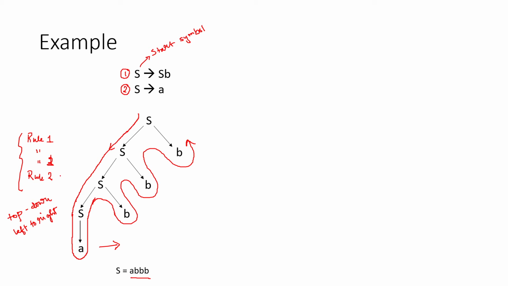If I assume that you are using only rule number 2, that means you started from S and at the very beginning you rewrote S as small a. As soon as you have written this, there is no way to expand it. That means the string that is generated from this particular production rule, or from this particular tree, is actually only A.